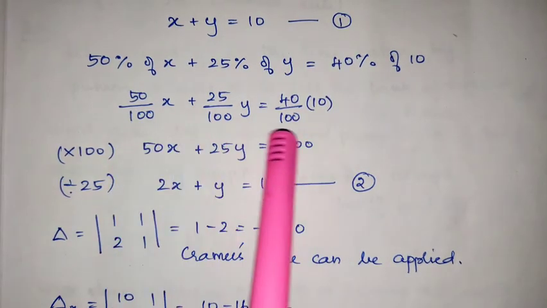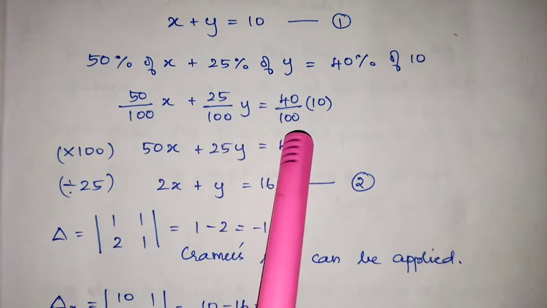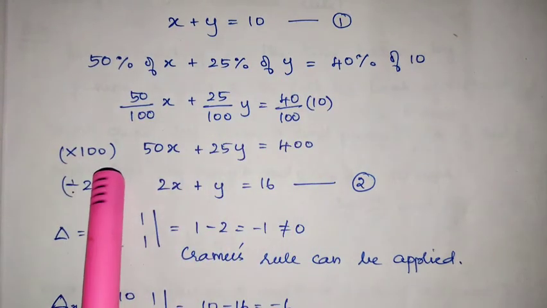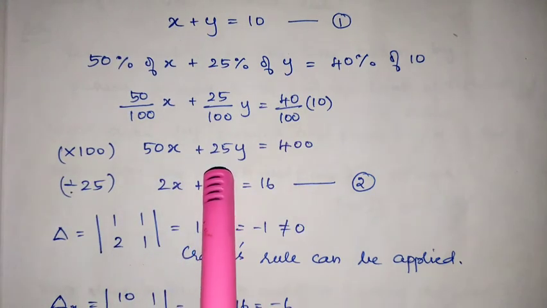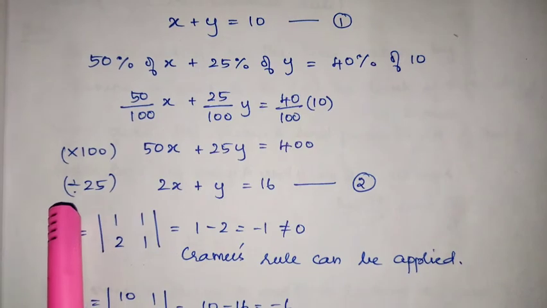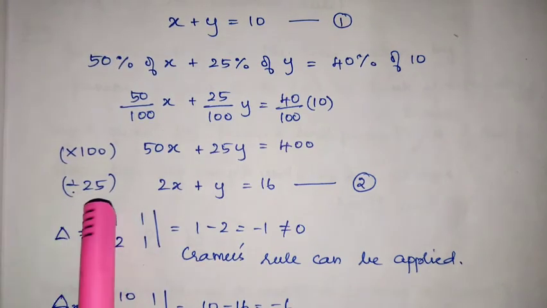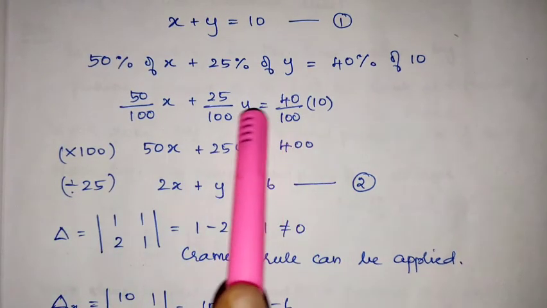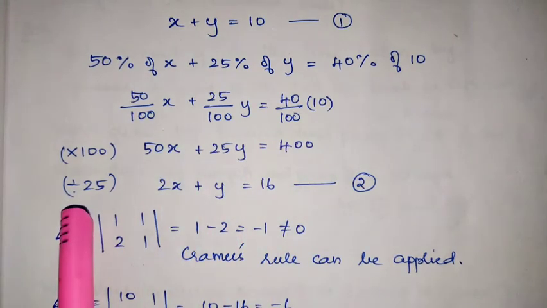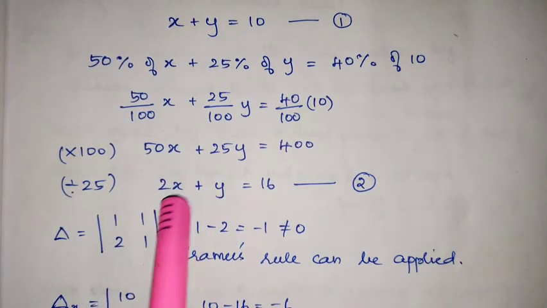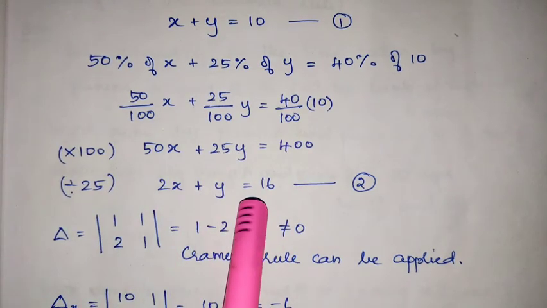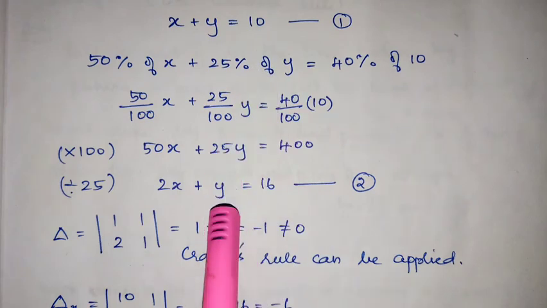Now you can remove all the 100 in the denominator by multiplying throughout the equation. So multiply by 100, we have got 50x plus 25y is equal to 400. Now divide the whole equation by 25. Dividing, 50 by 25 is 2, 25 by 25 is 1, 400 by 25 is equal to 16. So we have got two equations, equation 1 and equation 2.